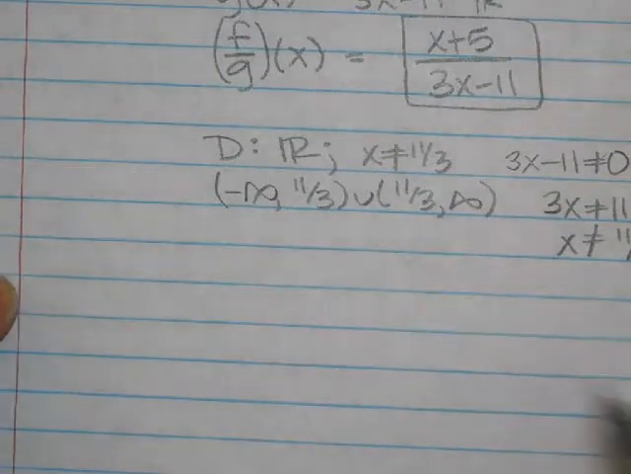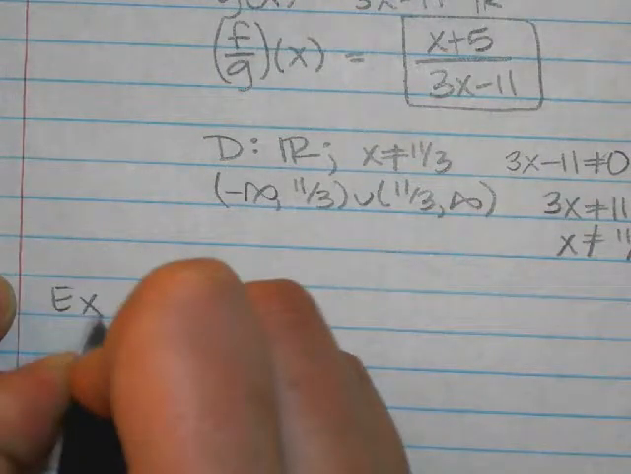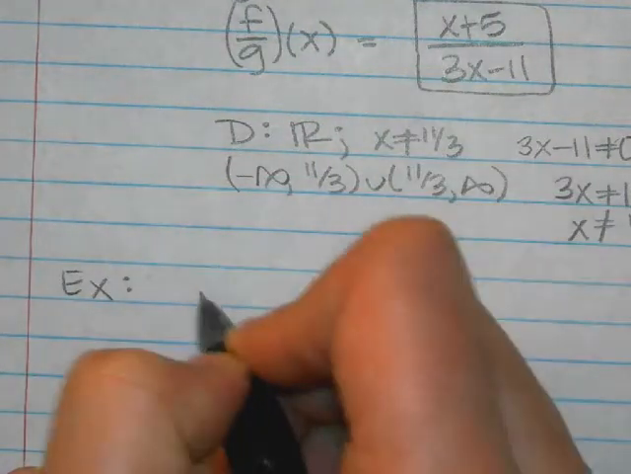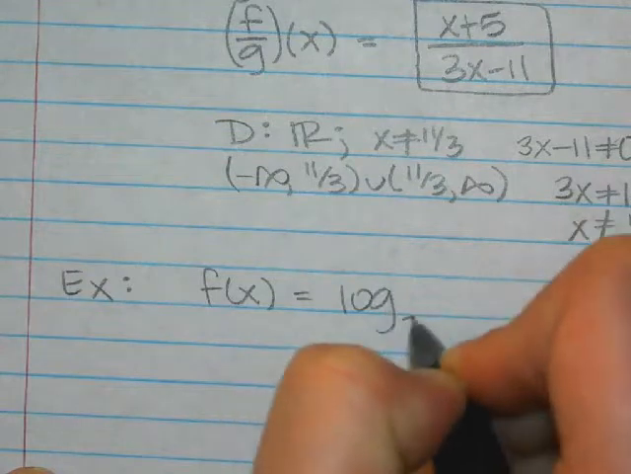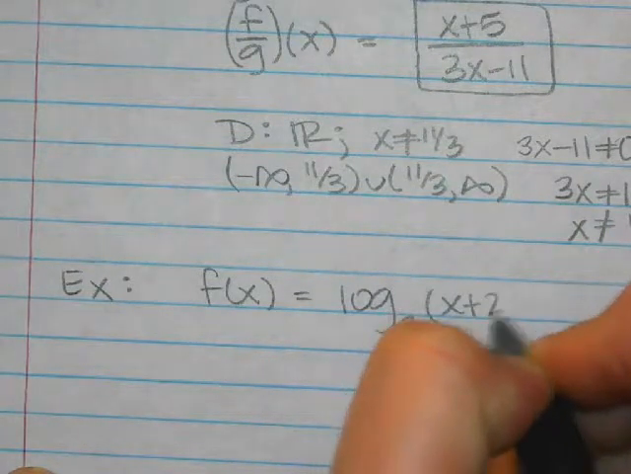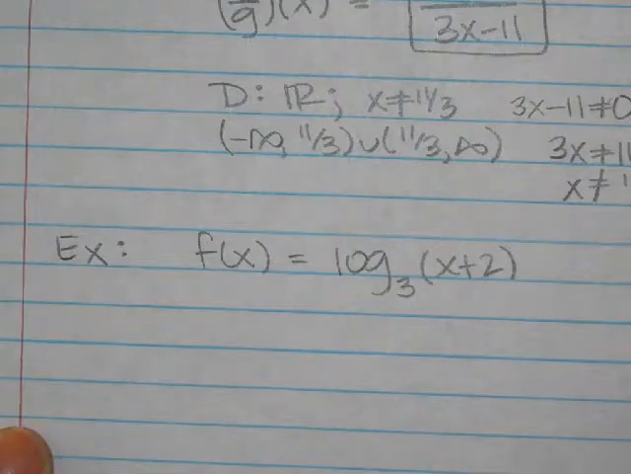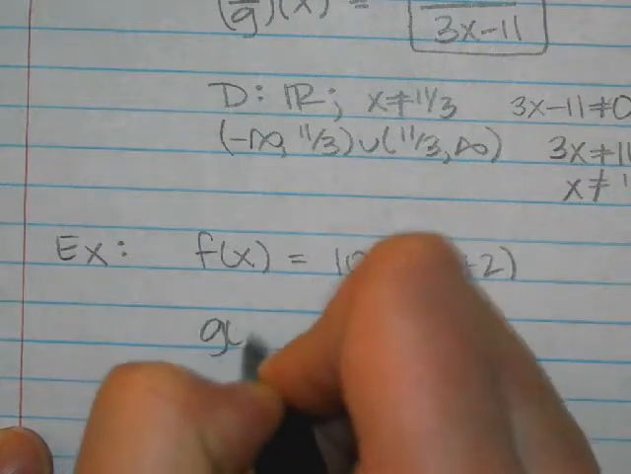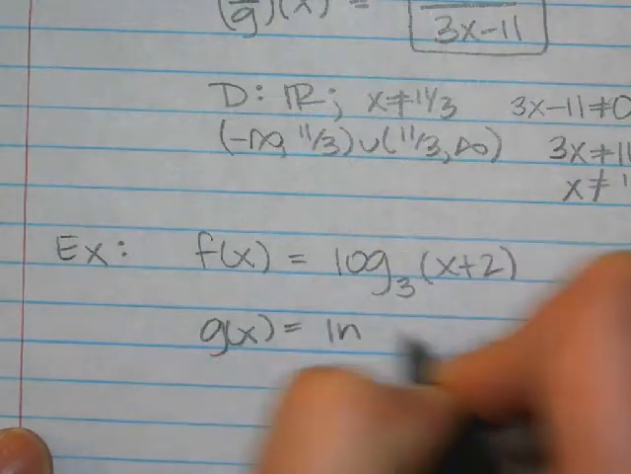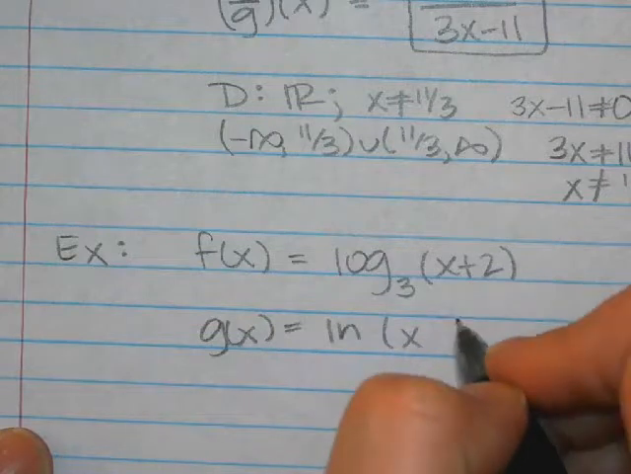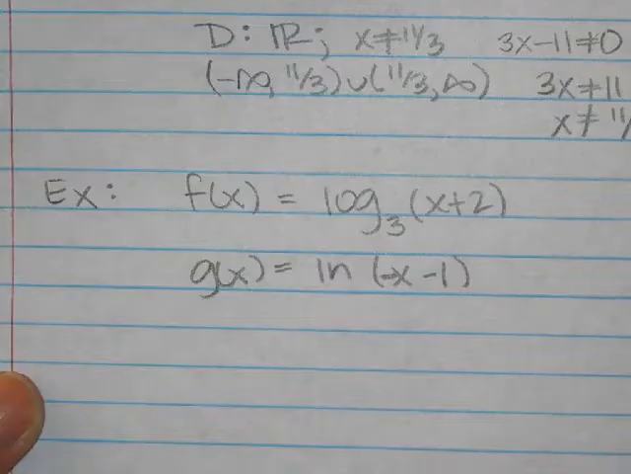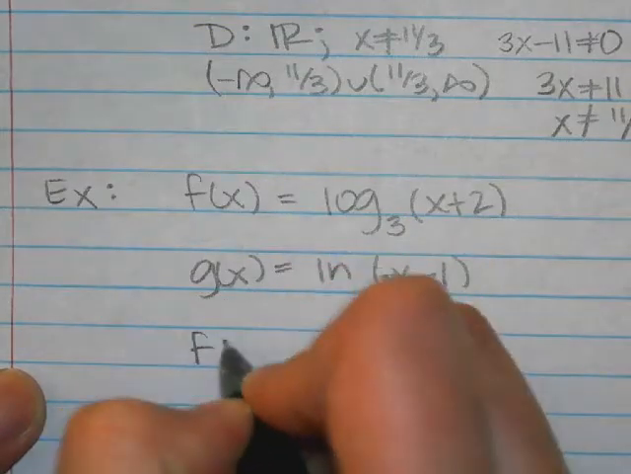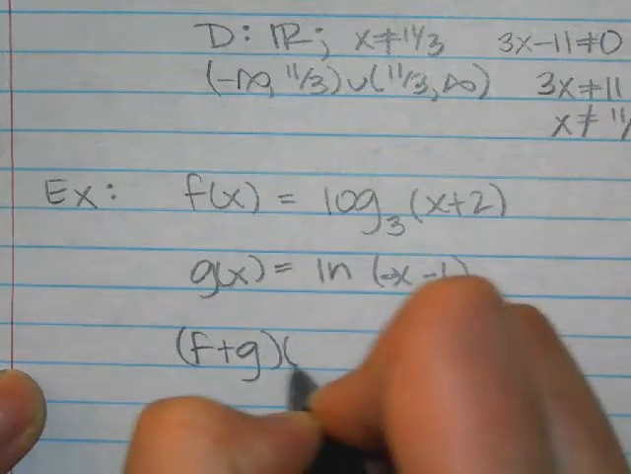All right, second example. We're going to do f of x is log base 3 of x plus 2, and g of x is ln of negative x minus 1, and we want to find f plus g of x.